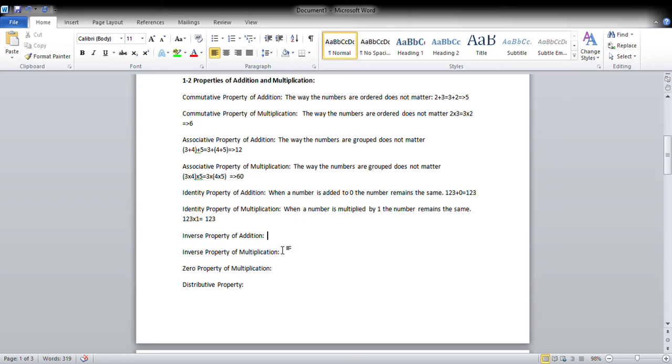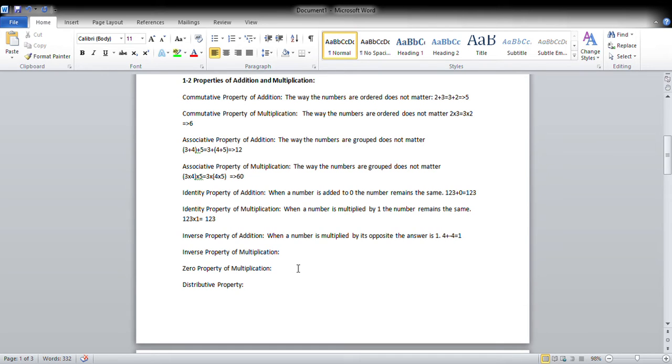The inverse property of addition states that when a number is added to its opposite, the answer is 0. So opposite means like, the opposite of 4 would be the negative number, which is negative 4, and the opposite of negative 4 is 4. So 4 plus negative 4 according to the property is 0.